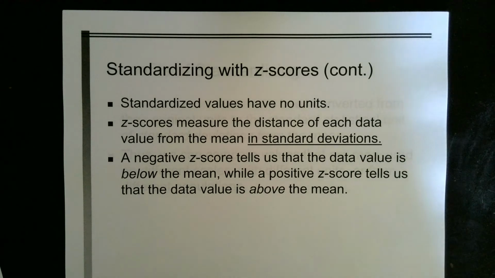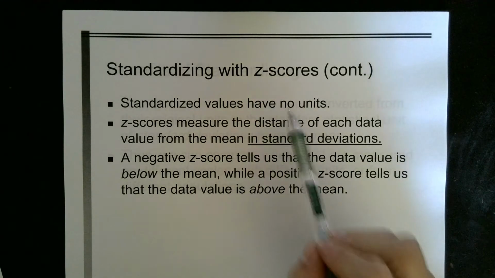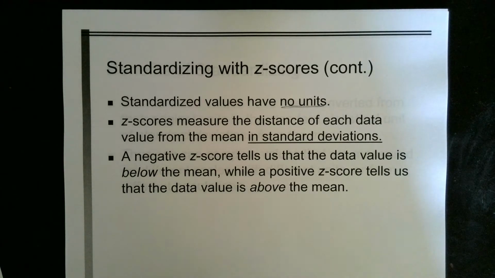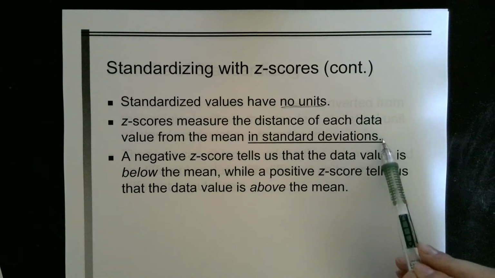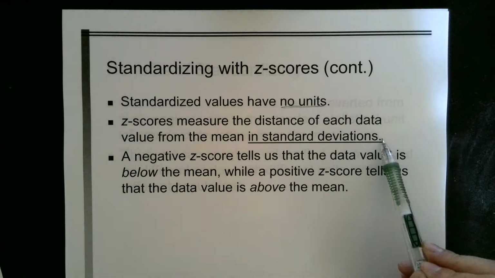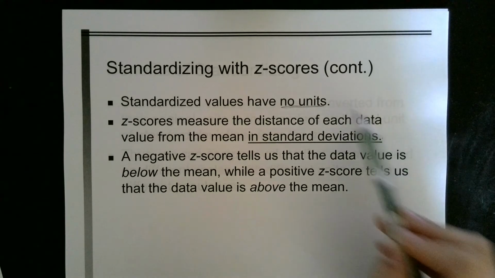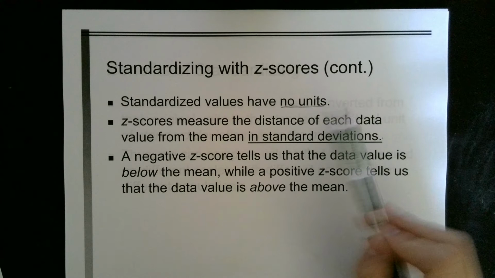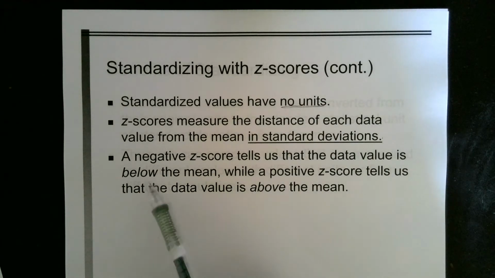All right, when we're working with z-scores, it's important to note that these z-scores have no units. Z-scores measure the distance of each data value from the mean in standard deviations. So z-scores are measures of standard deviation. They're not measures of units. So they don't use feet, miles per hour, inches, no units here. If you end up with a negative z-score, it tells you that the data value is below the mean, while a positive z-score tells you that the data is above the mean.